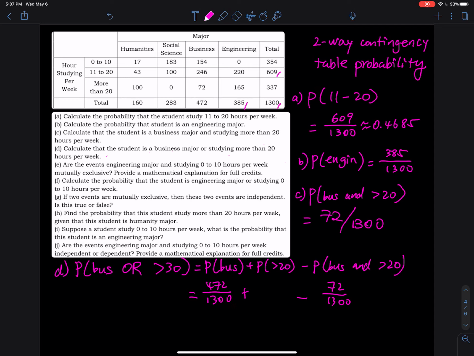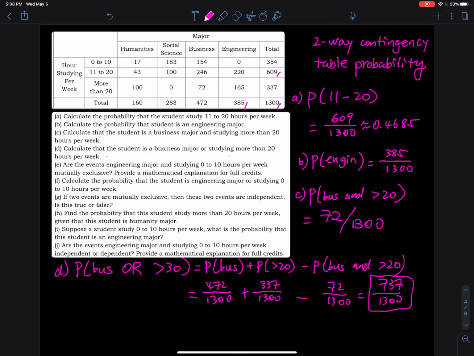How many more than 20 hours? 337 divided by the grand total. So when you solve this kind of problem, make sure that you have the same denominator. Otherwise, you make a mistake. So 472 plus 337 minus 72, then you have 737 divided by 1300 as your final answer.